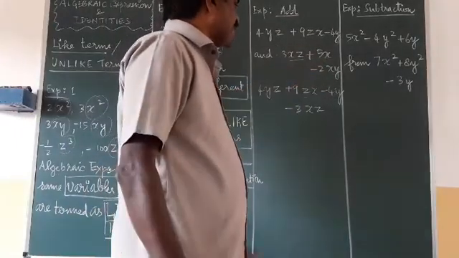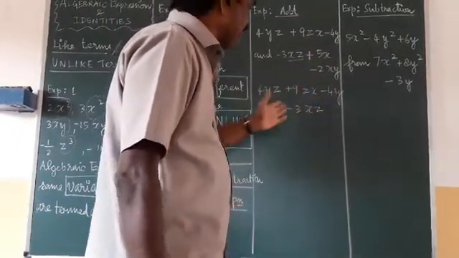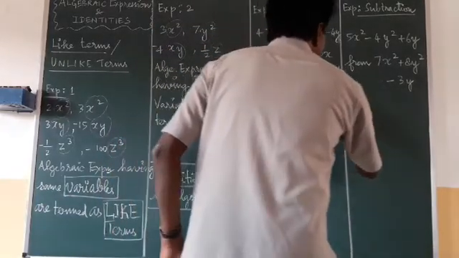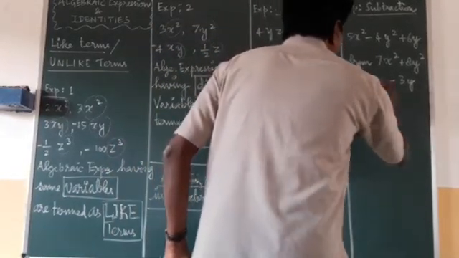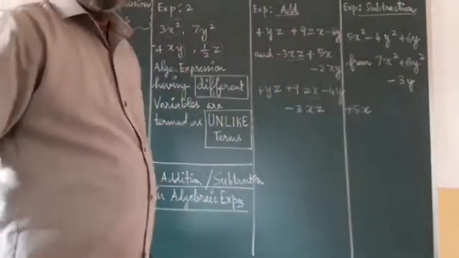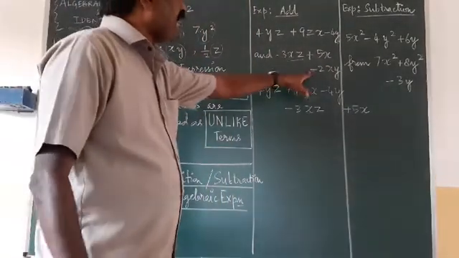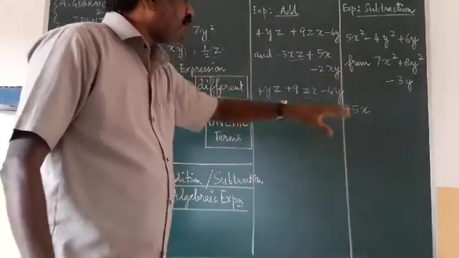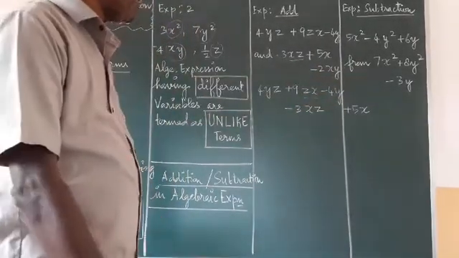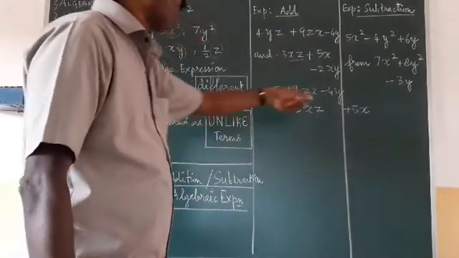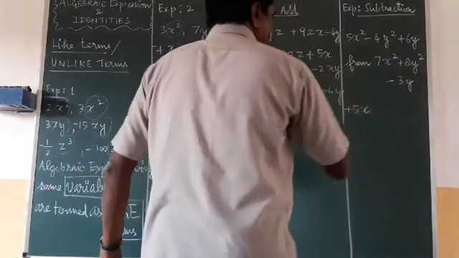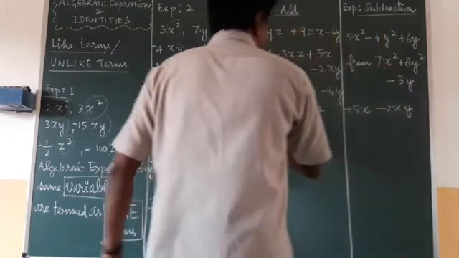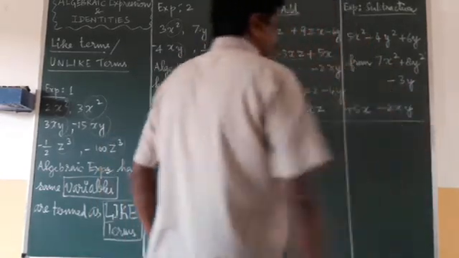And 5x, where is it? Is 5x there? No. So write it separately: 5x separately. And the second one, minus 2xy. Where is minus 2xy here? No, only y term is there. That also you write separately: minus 2xy. Okay. Then you have to add.